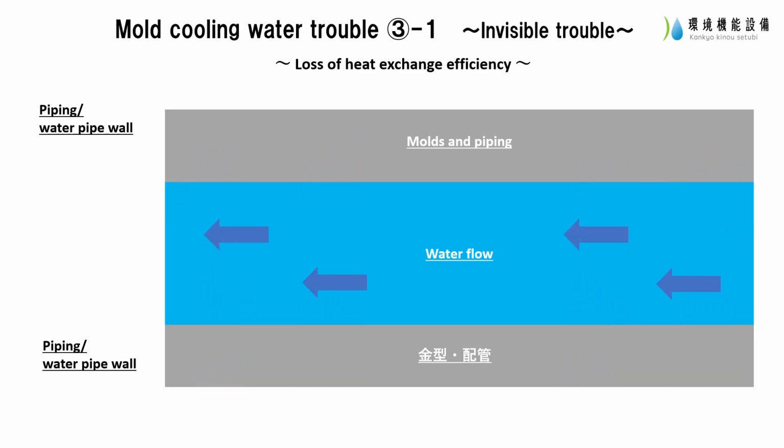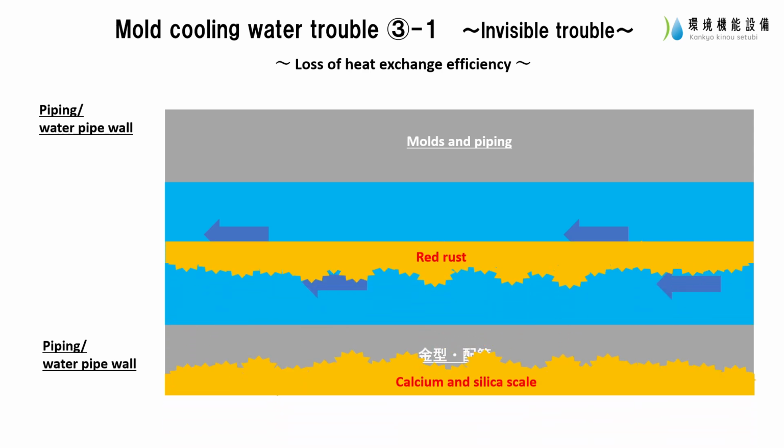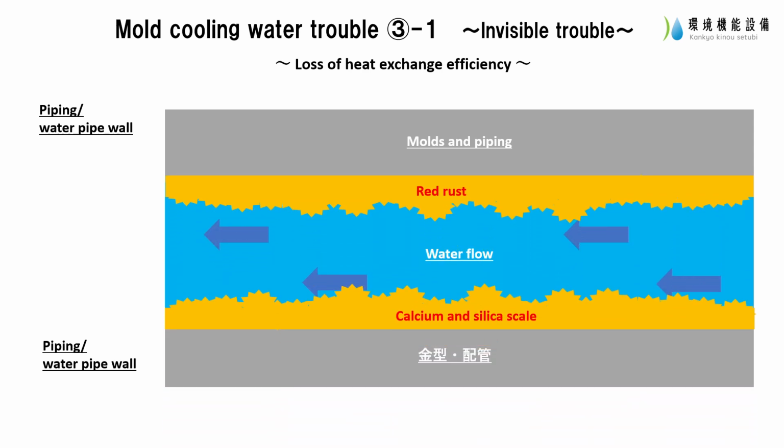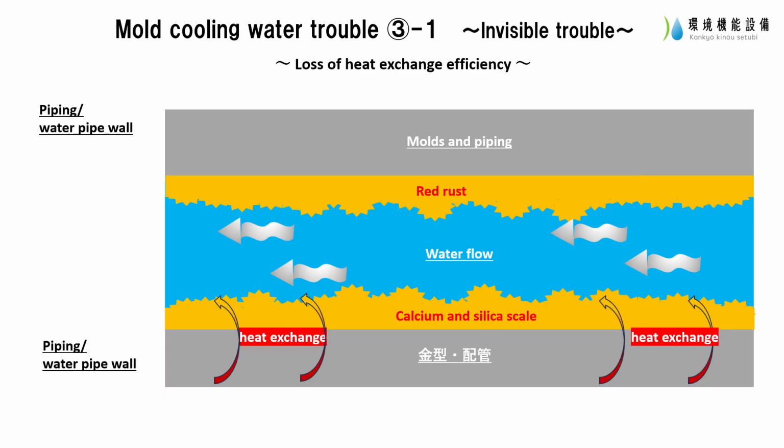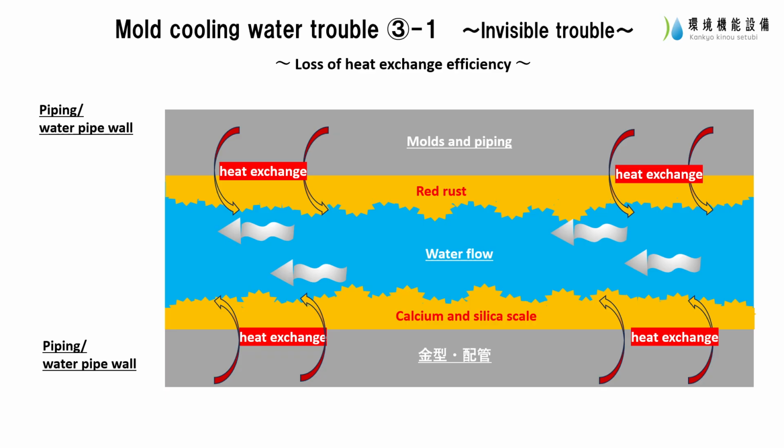Point 3. Over time, red rust and scale will adhere and accumulate on the walls of these pipes and water pipes. Point 4. This causes the inside of the pipes to narrow, disrupting the water flow and causing stagnation, leading to further buildup of deposits. The accumulated scale and red rust inhibit the transfer of heat. Point 5. Ultimately, over time, the mold's inherent heat exchange function will be impaired.